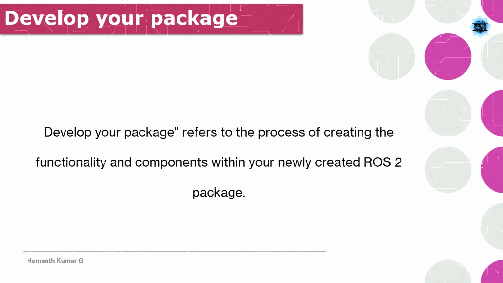And coming to the configuration files, what do the configuration files consist of? ROS2 packages often include configuration files that define the parameters, launch files, and other settings necessary for the proper operation of the package. These files are commonly used to configure the node parameters, remappings, namespaces, and other ROS related settings. That is about developing your package.